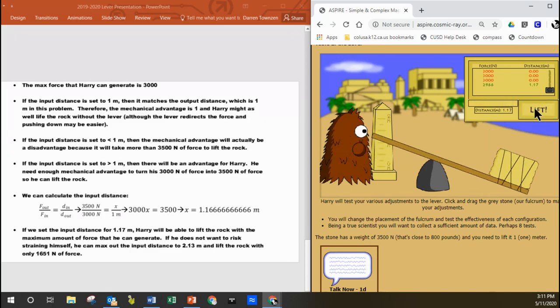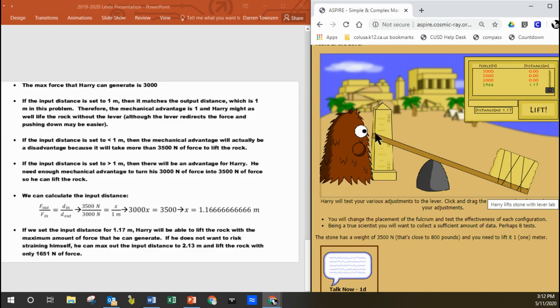And for the first time, he's able to lift the rock. And you can see the amount of force that he had to use was 2,966 newtons of force. And so he pushed the lever down 1.17 meters with 2,966 newtons of force. And what he got out of the other end of his machine was he lifted the 3,500 newton rock 1 meter off the ground.